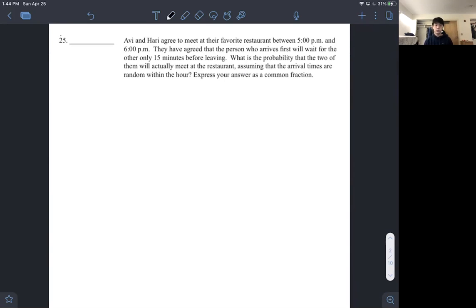Okay, so here's problem 25. This is a pretty well-known class of problem, or at least MathCounts likes to use it a fair bit. Avi and Hari agreed to meet at their favorite restaurant between 5 o'clock p.m. and 6 o'clock p.m. They have agreed that the person who arrives first will wait for the other only 15 minutes before leaving. What is the probability that the two of them will actually meet at the restaurant, assuming that the arrival times are random within the hour? Express your answer as a common fraction.